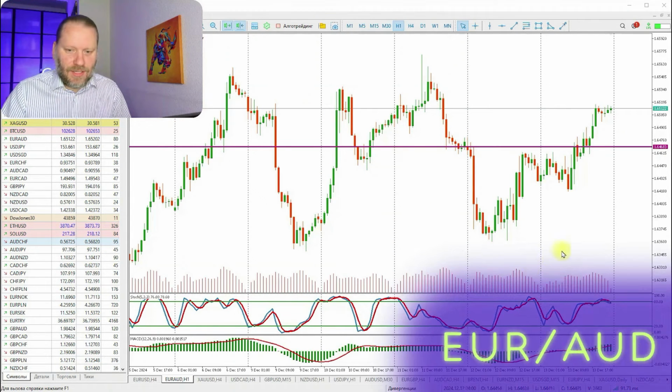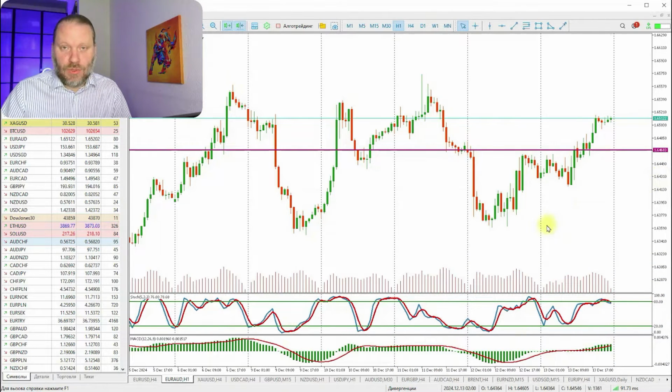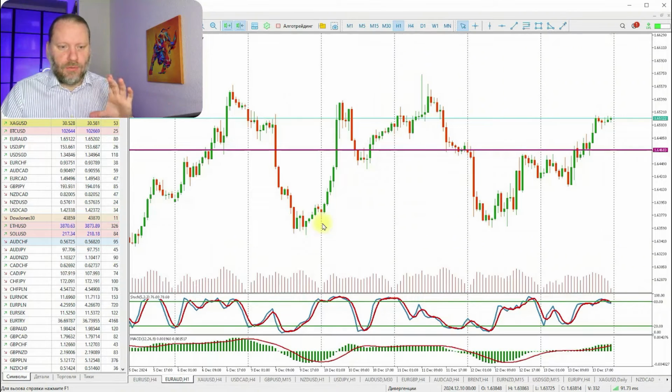Now let's take a look at the euro Australian dollar currency pair. This is a very good currency pair. By the way, you can run my trading robot on it. Look, the pair is in this wide sideways channel right now. I like to run my trading robot in sideways channels in buy and sell mode at the same time. In this mode, it works most favorably in sideways trends.